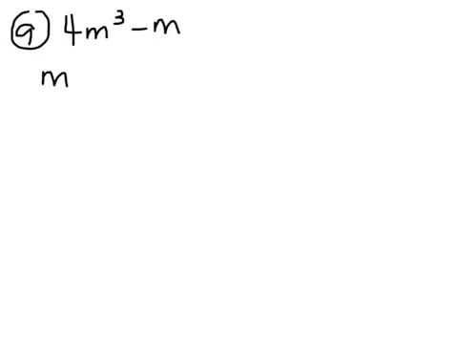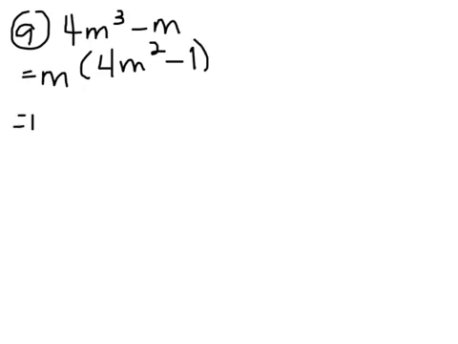I'm going to try to fit at least the start for number 9 in just because we can. 4m cubed minus m. First of all, I check for a GCF. Oh, they both have an m in them, so that becomes 4m squared. And then m divided by m is 1. Don't just leave something off. That won't be right.